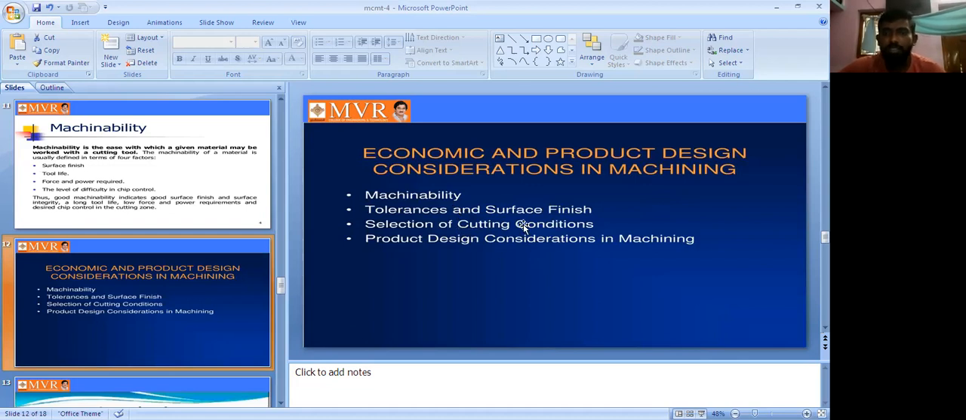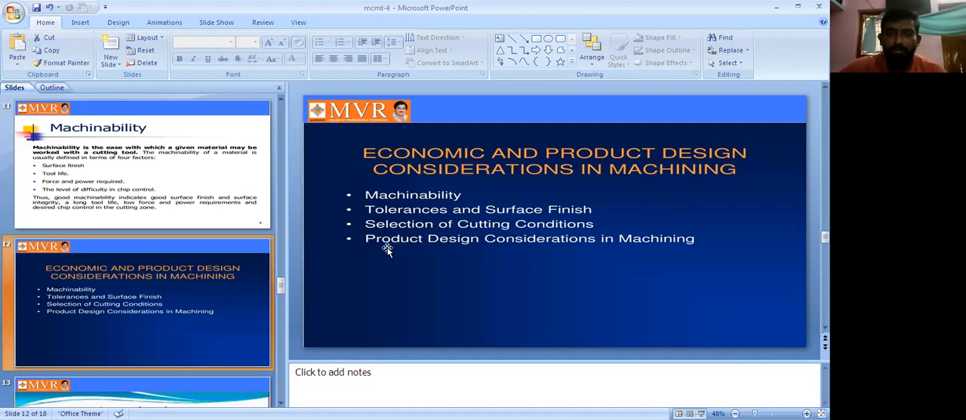Next one is tolerance and surface finishing. These are the economical and product design considerations. One of the major points is tolerance and surface finishing. The third one is selection of cutting conditions. Cutting conditions are also very important.